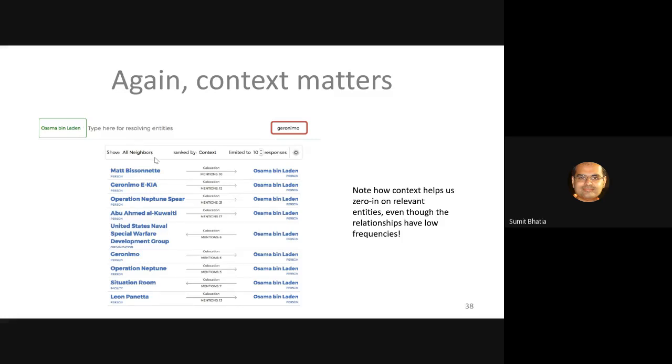Does anyone know who Matt Bissonnet is? Probably no, right? Matt Bissonnet was actually the Navy SEAL officer who killed Osama bin Laden, right? This is something very few people know. This is a very less known fact. It's only mentioned in one or two places on Wikipedia, right?